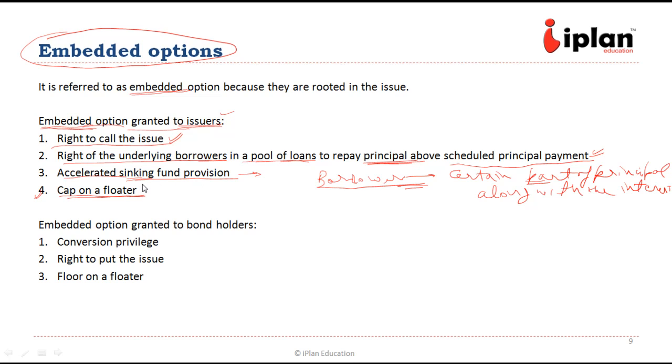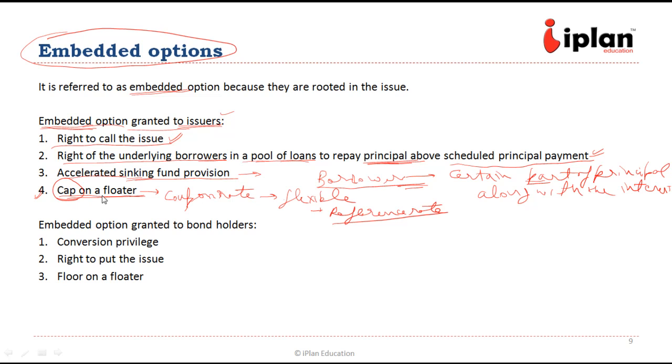The fourth option is on a floater. As we know, in the case of floating securities, the coupon rate is not fixed, it is flexible and tied to a reference rate. So every month or every year, based on the period mentioned in the bond, the interest rate which is received by the investor is changing.